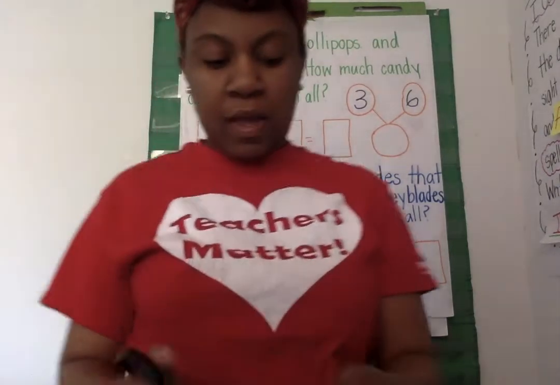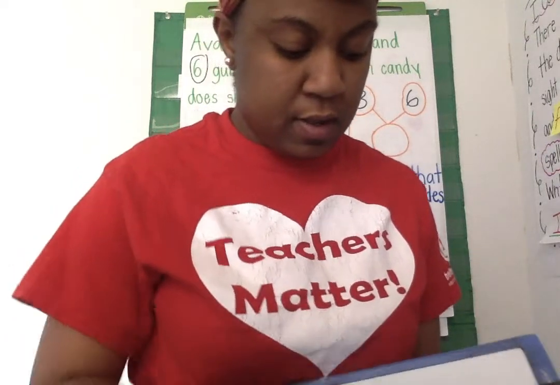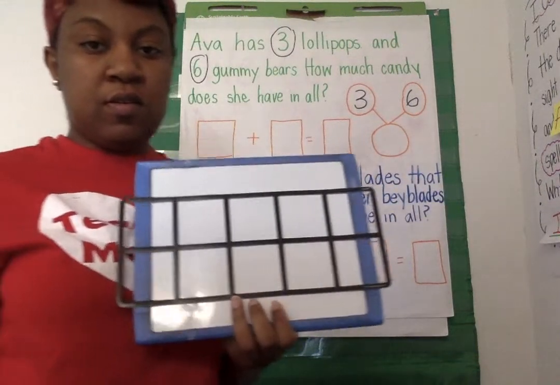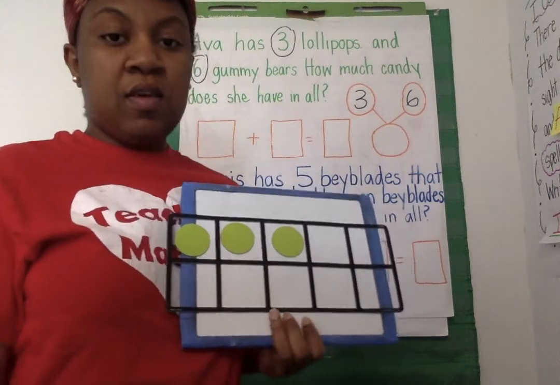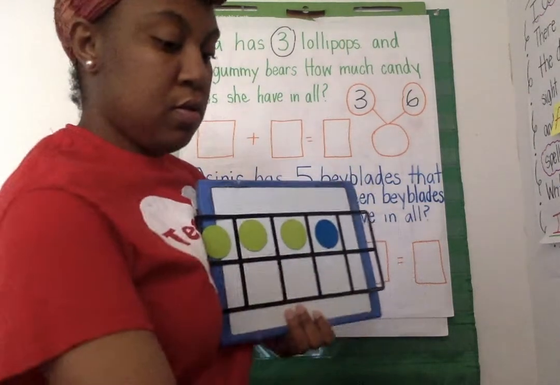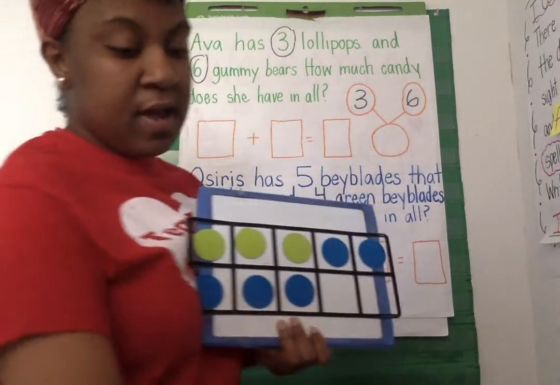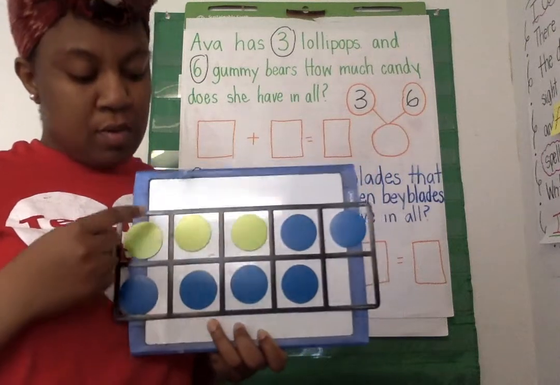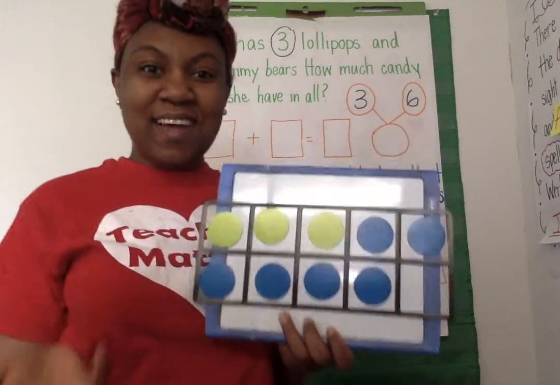Let's count. Let's use our 10 frame so that it helps us, okay? I know that she has, how many lollipops? It says 3, so let's put 3. 1, 2, 3. But then it says, how many gummy bears does she have? 6. That's right. So let's put that there. 1, 2, 3, 4, 5, 6. Whoa. So how much candy does she have in all? Let's count. 1, 2, 3, 4, 5, 6, 7, 8, 9. She has 9 candy in all.